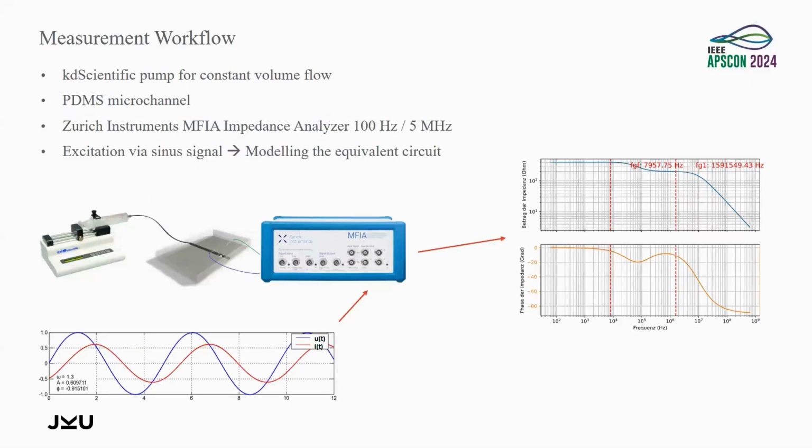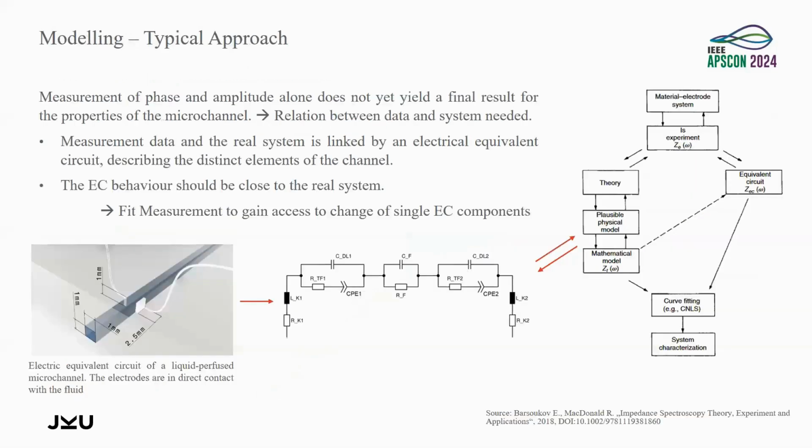And my measurement workflow and setup is we have this KD Scientific pump to get a constant volume flow. Then the flow goes into the PDMS microchannel, and I take an impedance spectrum with a Zurich Instruments MFIA impedance analyzer, which reaches from 100 Hertz to 5 megahertz. I excite this via a sine signal and model the equivalent circuits then. The measurement, the Bode plot and the phase plot on the right-hand side is only exemplary. This has nothing to do with our measurement.